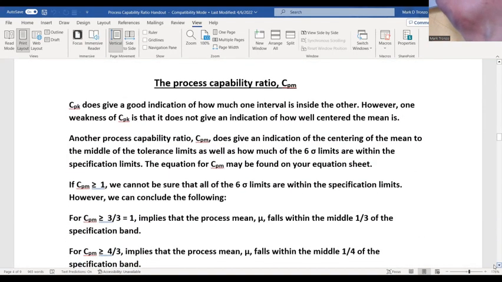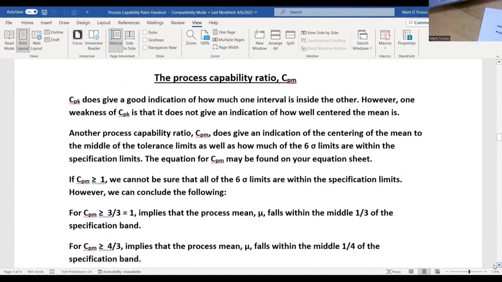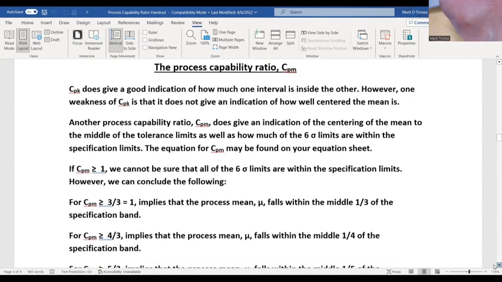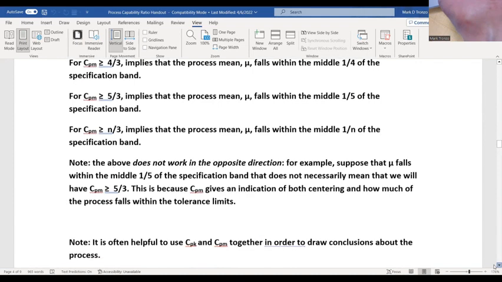And then there's yet another calculation. It's called the CPM. CPK gives a good indication of how much of the interval is inside the specification limits and how much is outside. This one gives an indication of the centering of the mean to the middle of the tolerance limits. There's a bunch of calculations here. I won't go through them because you'll actually do some problems related to these.